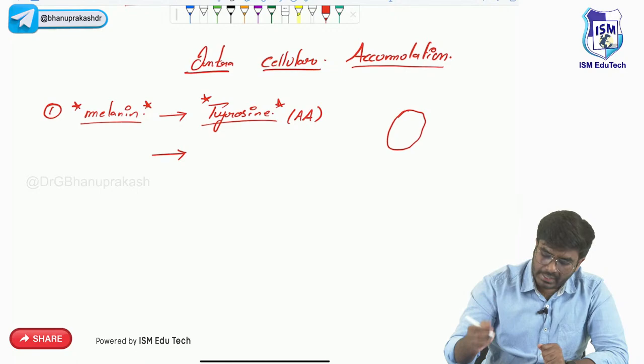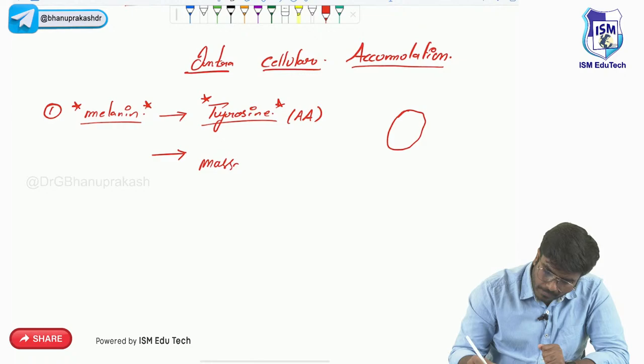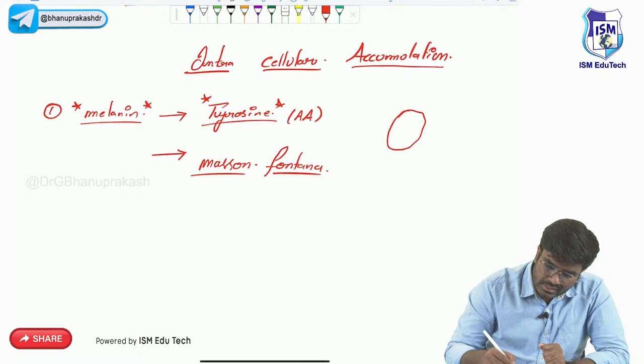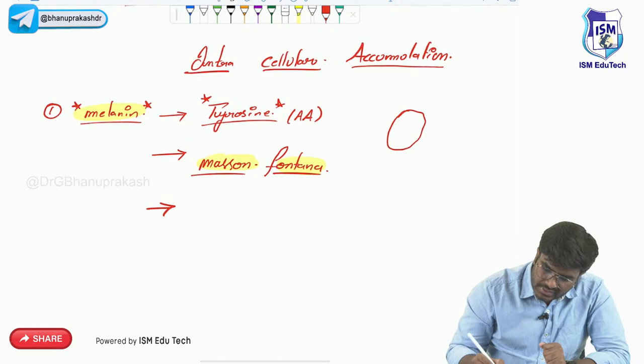It's Masson Fontana. Okay, Masson Fontana is the stain used to stain the melanin. Other important MCQ. This is a normal stain, but there is something called immunohistochemistry.